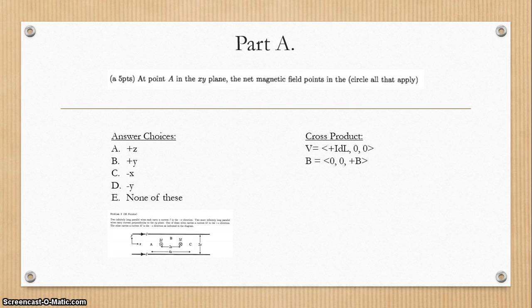And shown by the cross product, where v is equal to I dl in the positive x direction and B coming out in the positive z direction yields a cross product in the negative y direction. So the answer choice is D, negative y.